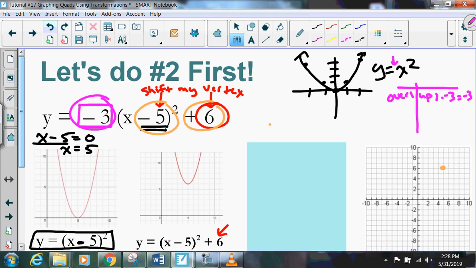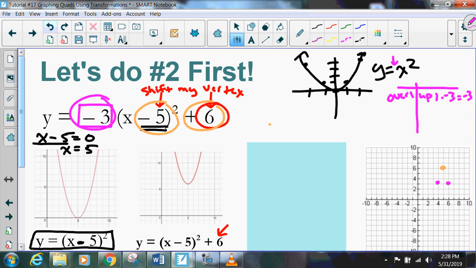Now look, if you don't like the way I'm doing this, you can just plug in the numbers to the left and to the right of the vertex. We did that in standard form. You guys are good at it. I'm just giving you another way to think about it because I think patterns are cool.